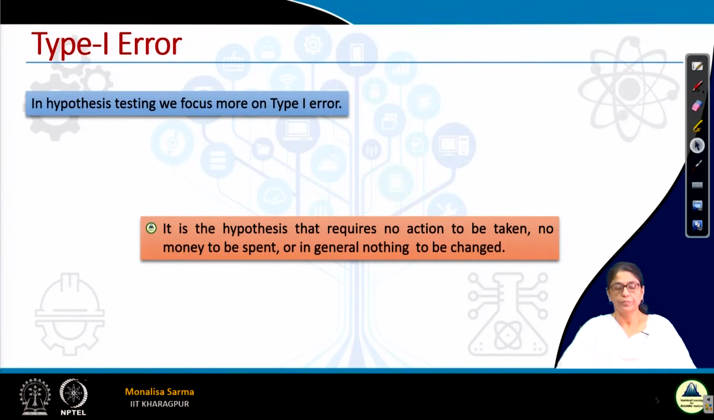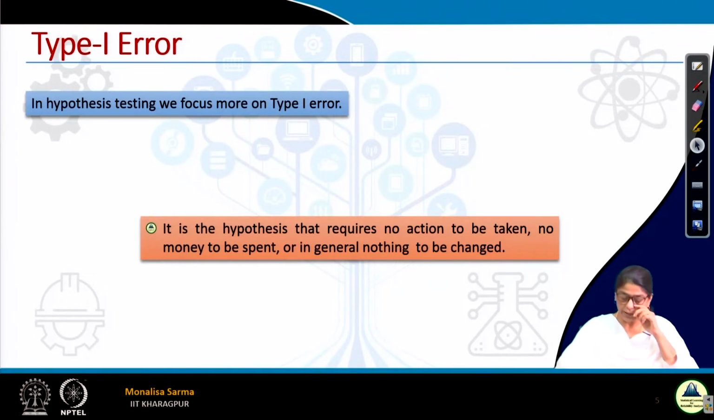So what is basically the null hypothesis? Null hypothesis is the hypothesis that requires no action to be taken, no money to be spent, or in general nothing to be changed. I already mentioned this when I talked about how to form the hypothesis. Null hypothesis is maintaining the status quo, where we don't want to take any action, we don't have to spend any money, we don't have to change anything. So that is my null hypothesis.